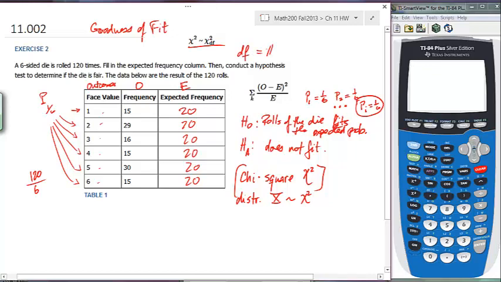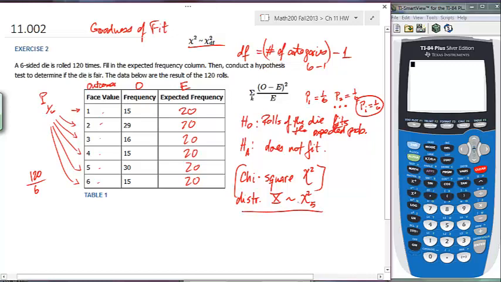is going to be the number of categories minus 1. We've had a bunch of DFs in the past, well, not a bunch, but our t distribution usually is n minus 1, and here our n, the number of trials, is 120. But this time our degrees of freedom is based on the number of categories. So in our particular problem, our degrees of freedom would be 5, and we would denote our distribution by chi-square sub 5.